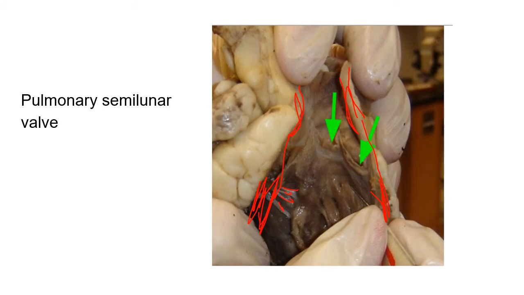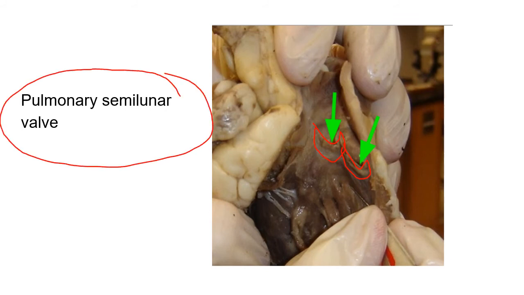So right at that junction between the pulmonary trunk and the right ventricle, we can see cusps. By that I mean thin folds of tissue, and they're cup-shaped. So here's a cup, and the other cup would have been on this front wall that we've sliced through. Those are the pulmonary semilunar valves. Recall their function is to prevent backflow of blood from the pulmonary trunk to the right ventricle.